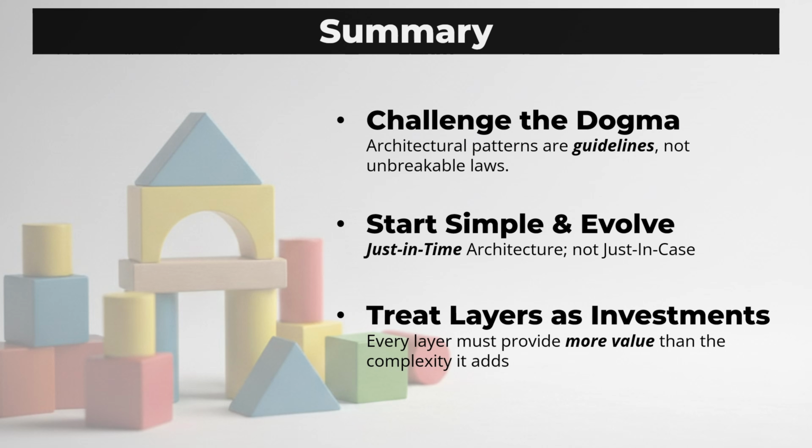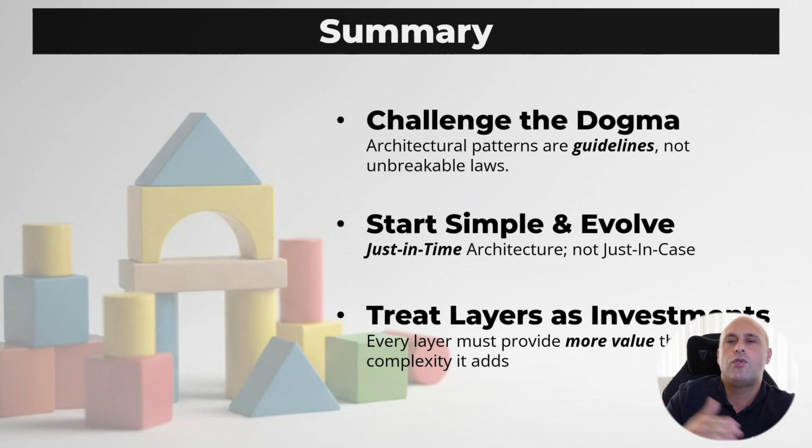Every layer must provide more value than the complexity it adds. If you can't name the benefit, you probably don't need it. Clean, hexagonal, and onion architectures are powerful tools, but like any powerful tool, they can be misused. By thinking in terms of trade-offs, value, and evolution, we can stop being architectural purists and start becoming pragmatic, effective engineers. I hope you enjoyed the video.